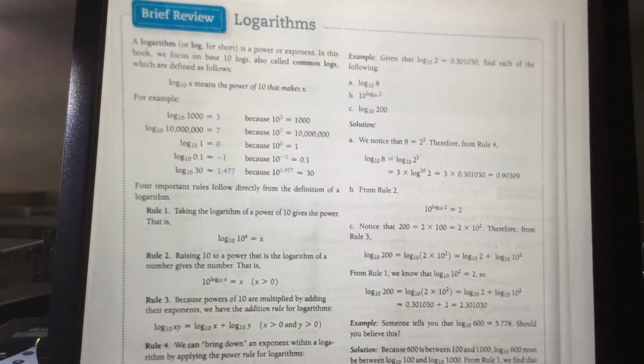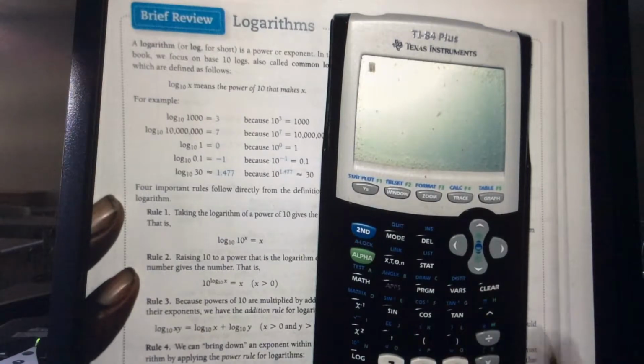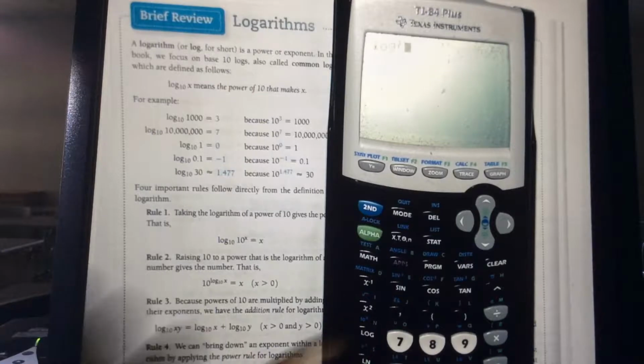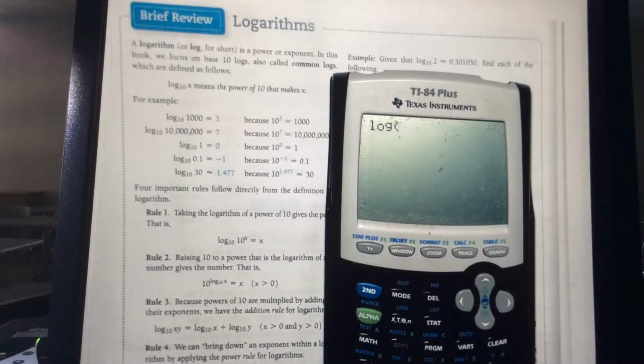Now here you can use your graphing calculator to find out the common logarithms, because on the left hand side you're going to see the log button that's on the left of number 7. So if I press the log key, you're not going to see a base 10, but your calculator understands it to be base 10. And if I type in 1,000, for example, you'll get the 3. That's the exponent where 10 to the third will give you 1,000. And log of 10 million will give you 7.